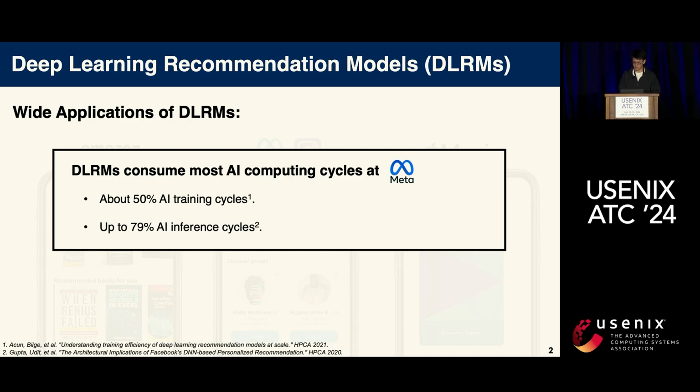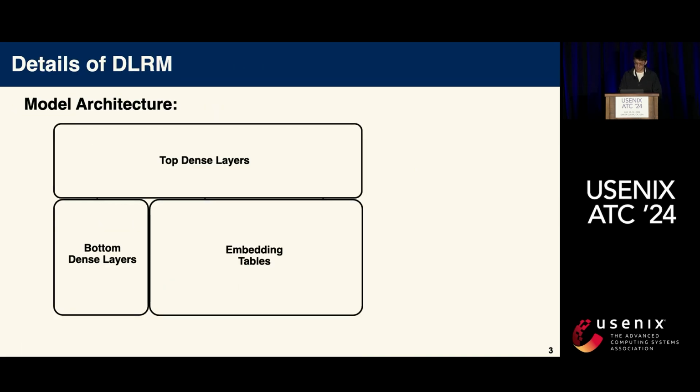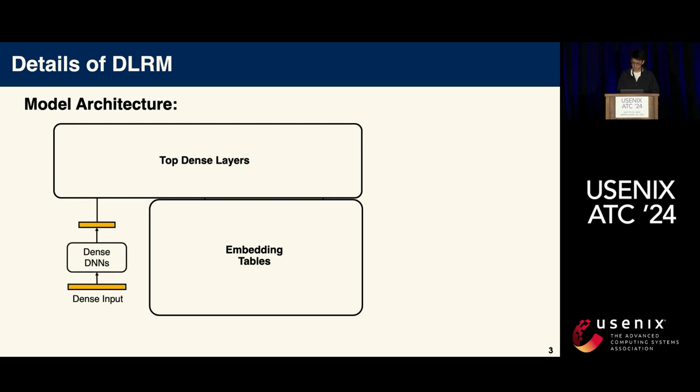Although large language models currently attract much attention, DLRMs remain crucially important in industry. Before we dive into the optimization strategy, let's first take a closer look at DLRM. Typically, DLRM consists of three main components: embedding tables, bottom dense layers, and top dense layers. The bottom dense layers process dense inputs such as user's age.